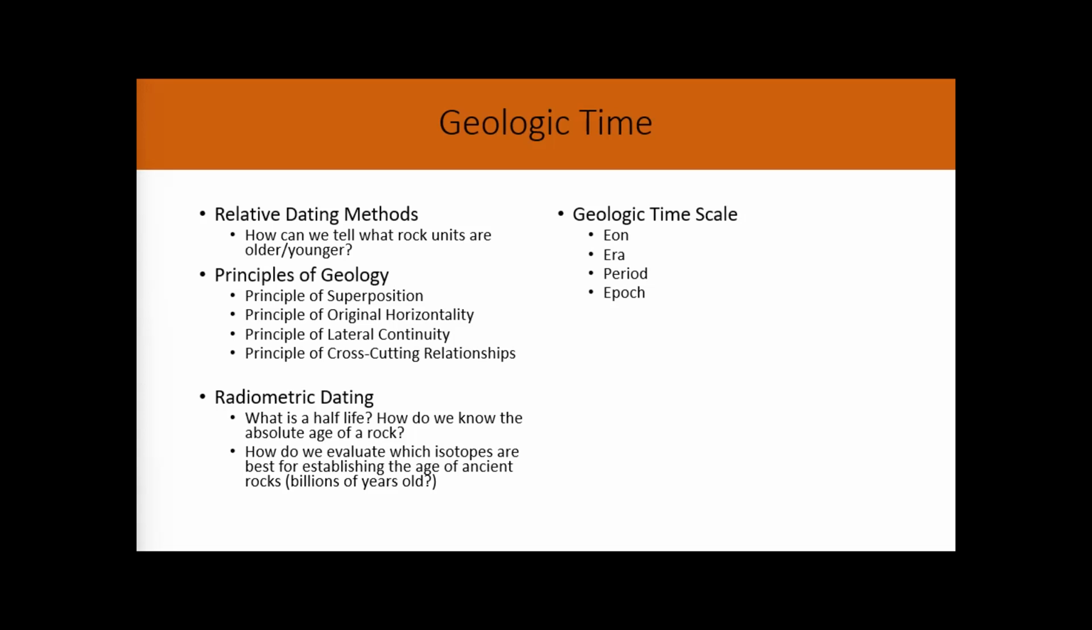Radiometric dating, what does it mean to have a half-life of something? And how do we use that to calculate the relative to exact age of a rock? So if we're looking at carbon-14, which has a half-life of 5,700 years, and it's decayed so that half of the atoms are carbon-14, half of the atoms are nitrogen, how old is that rock? That's 1 half-life since it's only decayed by half. So that's 5,700 years old for that rock.